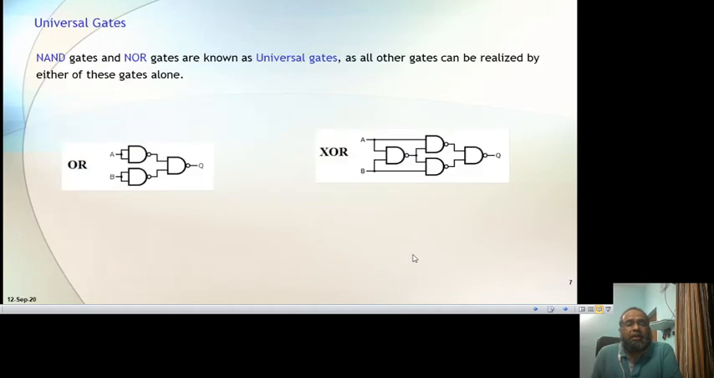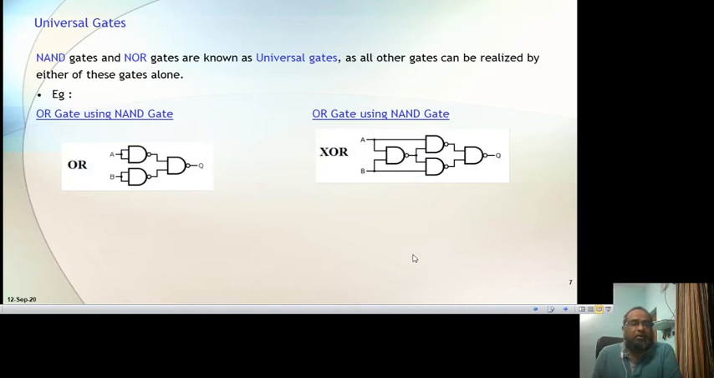Then these NAND gate and NOR gates are known as universal gates because by using these gates alone, you can realize all other gates. For example, we have given an OR gate. It is made with NAND gate alone. By using 3 NAND gates, you can realize the OR function. So the output Q here is nothing but A plus B, or A OR B. Similarly, you can realize an exclusive OR gate using NAND gate. This is an exclusive OR operation. By using NAND gate, you can realize it.